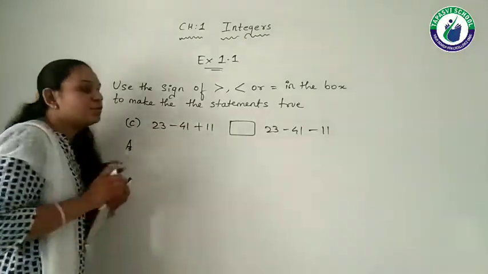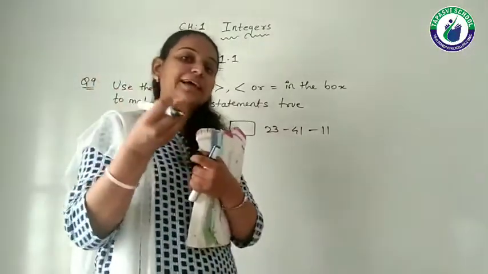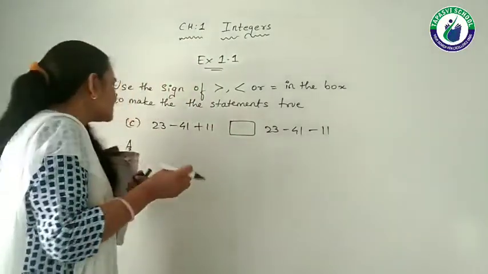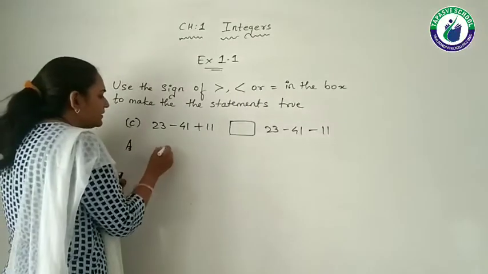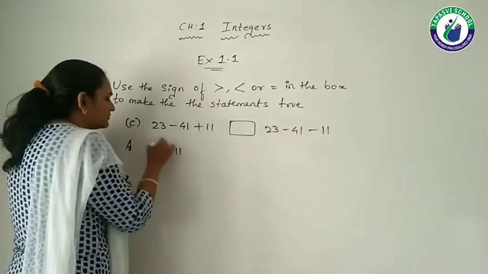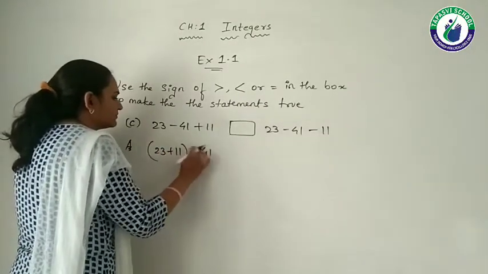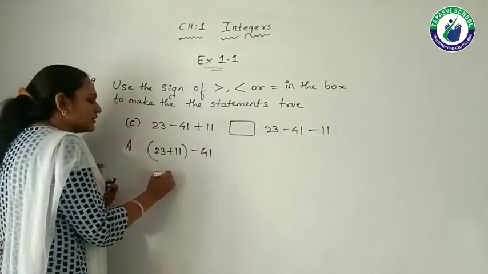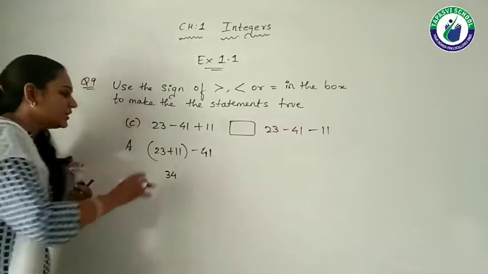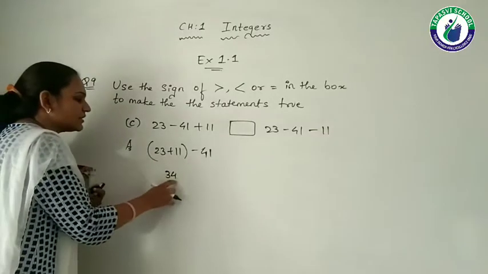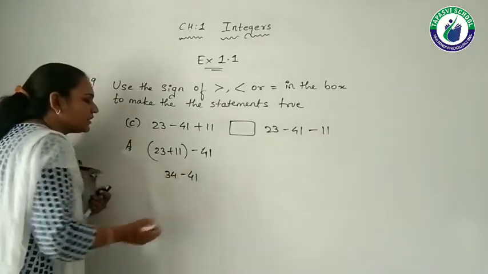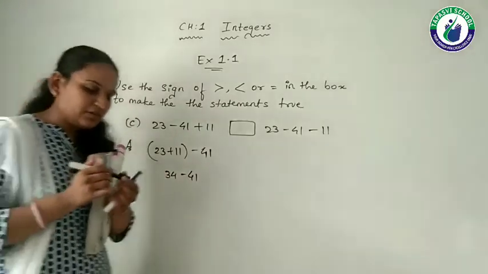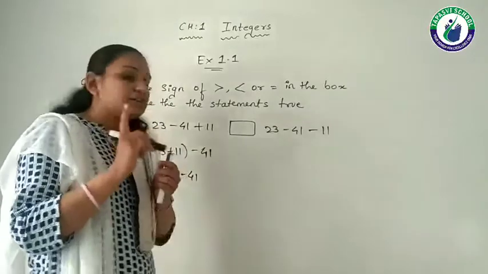23 and 11 both are positive numbers, so you can add them. So 23 and 11 together becomes 34, right? 2 plus 1 is 3 and 3 plus 1 is 4. 34 minus 41. Now see, 34 is a positive number and 41 is a negative number.